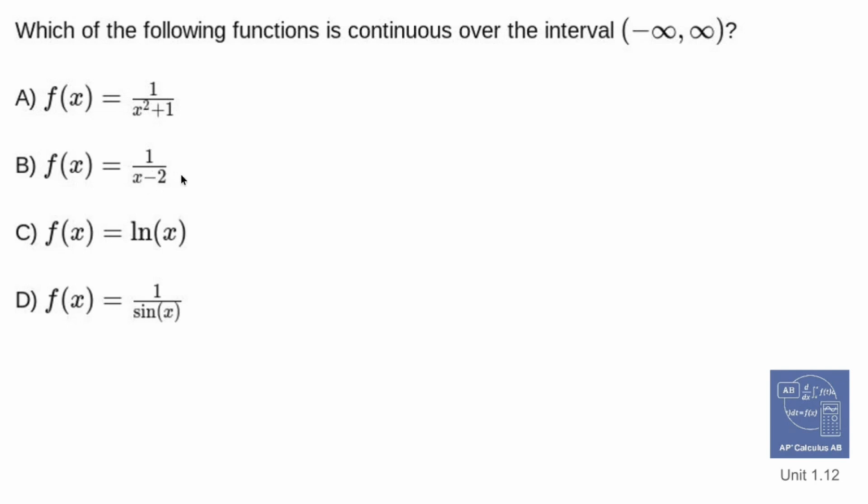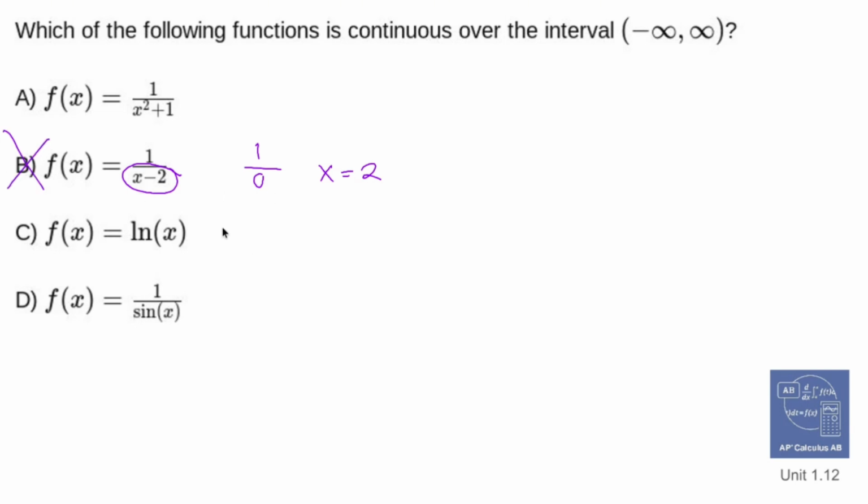If I were to take a look at B, look at the denominator. If I were to plug in 2, I would get 1 over 0 at x equals 2, which means this is going to be discontinuous at 2, so B is not an option.